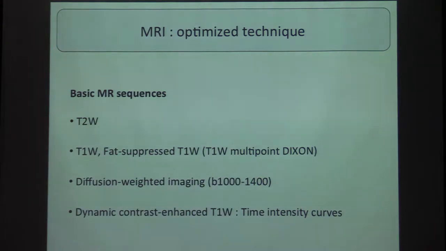We also have to improve our MRI techniques, and the basic MRI examination includes T2 weighted sequences, T1 weighted sequences with and without fat suppression, diffusion weighted imaging, and dynamic contrast enhanced sequences, which will give you the time intensity curves.